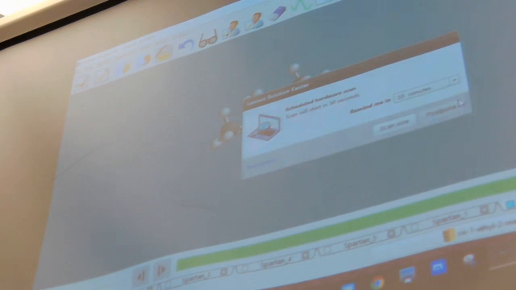Energy is 34.4767. Wait, did we need the hardware scan? Did we need that? It says to measure the energy required for. Okay, what was it, 34.4767? Is it the kilojoules per mole again? Yes.